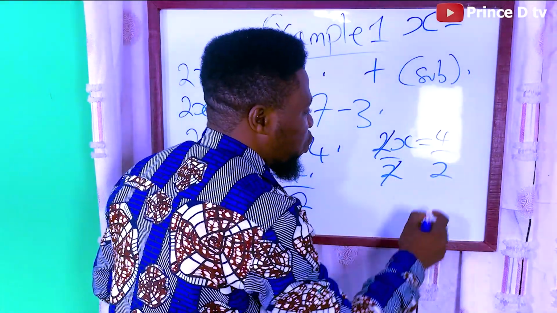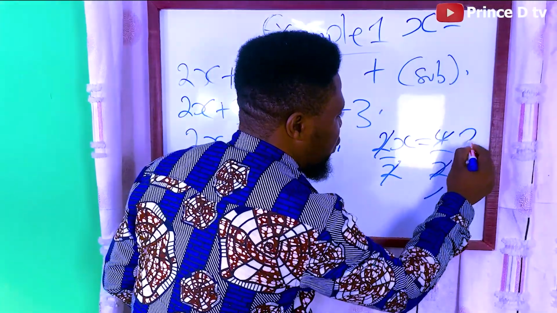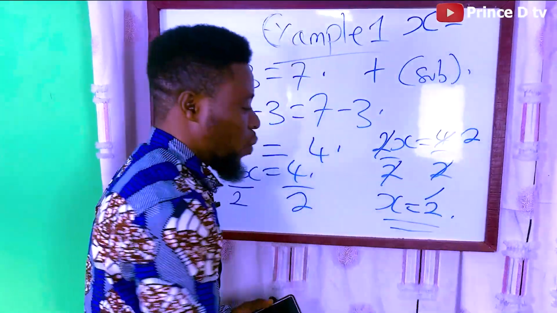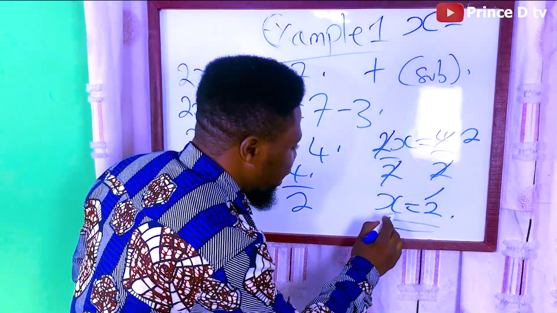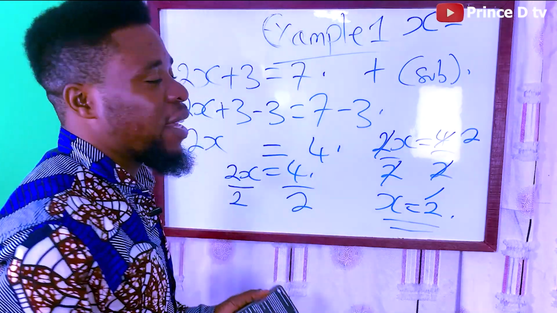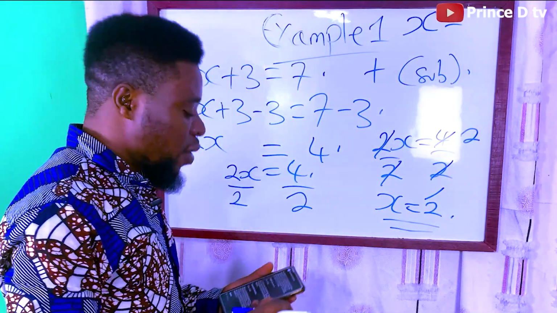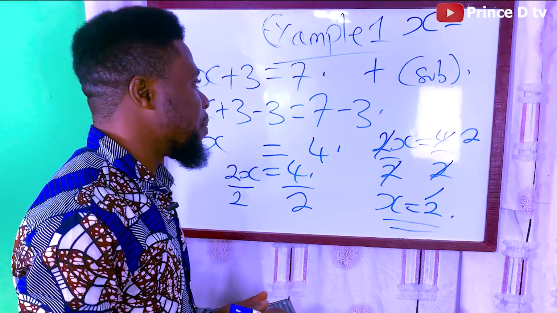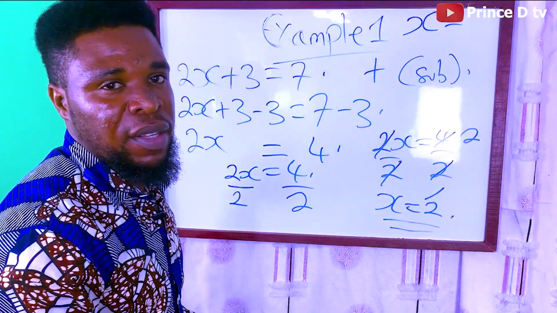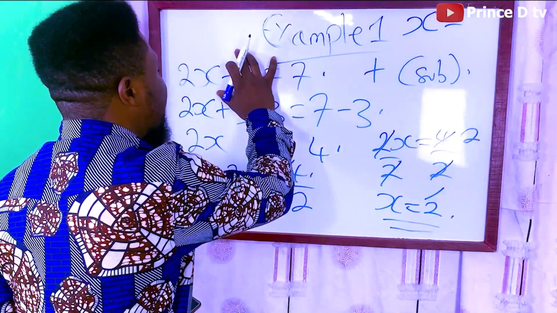4 divided by 2 is 2. So we now have x equal 2 and we are done. X should be alone on one side. So that's just the simple meaning of simple linear equations. Alright, now we'll take another example. Remember, in this example, the constant is positive.